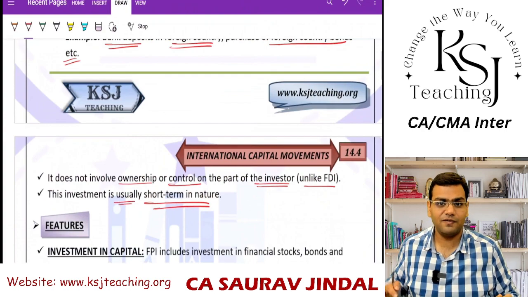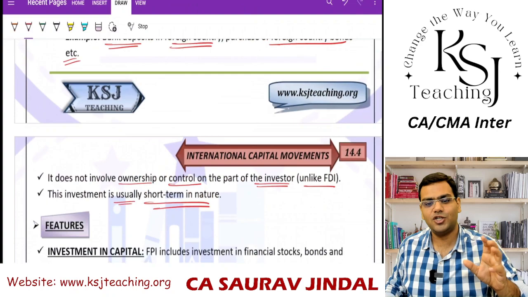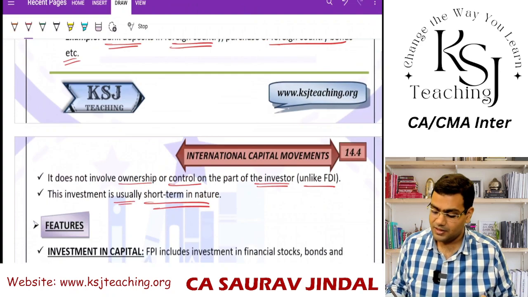Right? But in case of FPI, if 50 lakh is deposited in the SBI, you can withdraw it anytime and take it back to your country. If anybody can stop you, nobody can stop you, sir. So it is normally short term in nature. FDI is normally long term interest in the business, right?